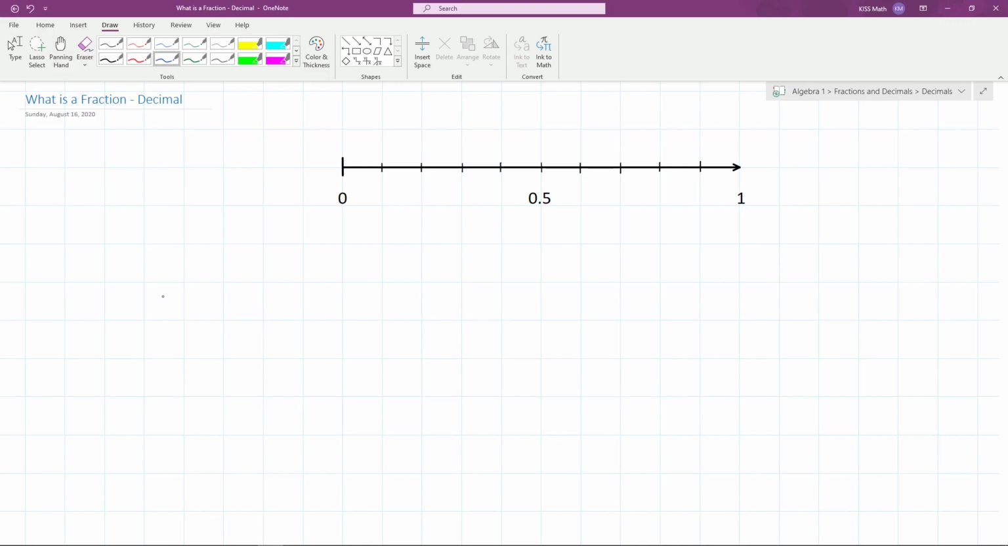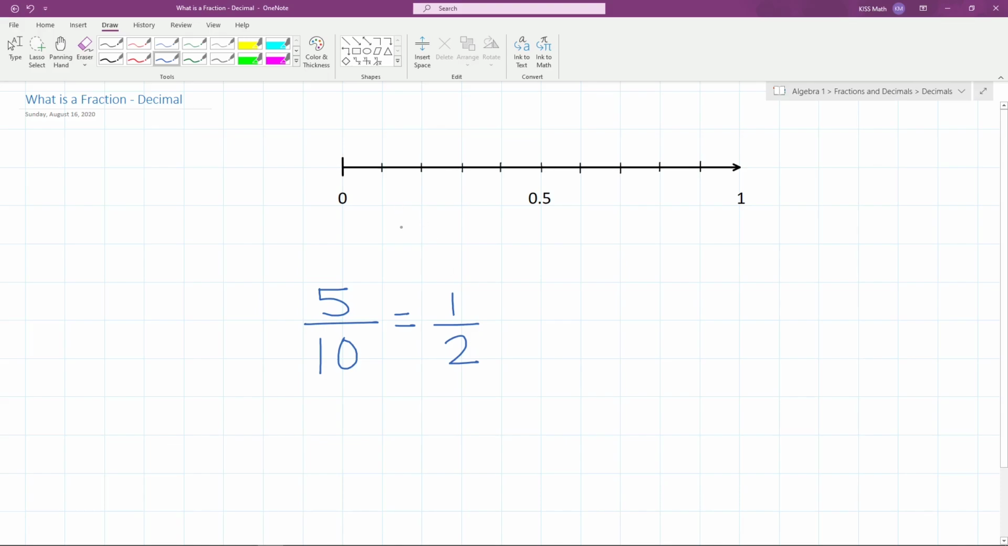Fractions are written with some numerator, such as 5, and some denominator, such as 10, to represent 5/10 of something, or if we reduce this down, 1/2 of something. Well, a decimal can represent the same fraction, but in a numerical format.